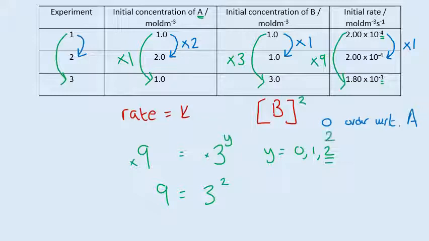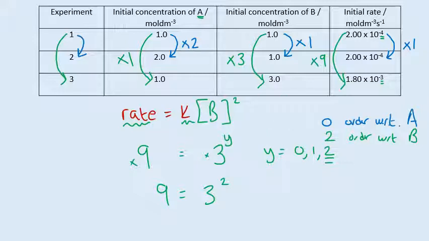So it's second order with respect to B. So my rate equation is rate is equal to k multiplied by the concentration of B squared. So that's my rate equation. It's second order with respect to B, 0 order with respect to A, and therefore the overall order is 2, because 2 plus 0 is 2. Now those numbers were quite nice as a whole.